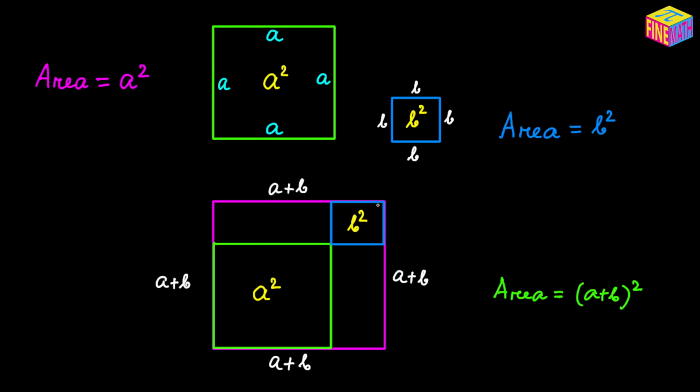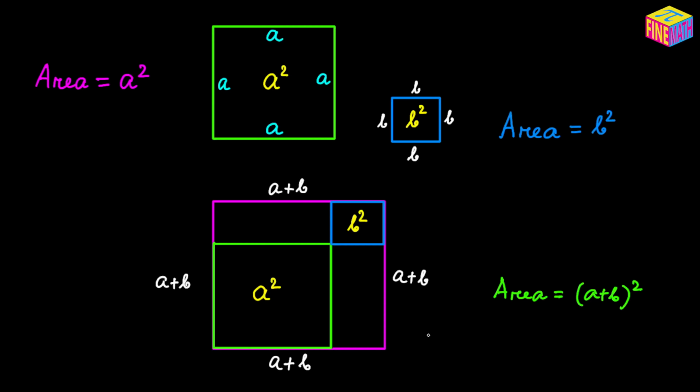Now if you think about the entire large area which was in the pink color, that large area is actually equal to (a plus b) whole squared. That area looks a little bigger than a squared and b squared together. I mean, that area looks a little larger than the sum of a squared and b squared.